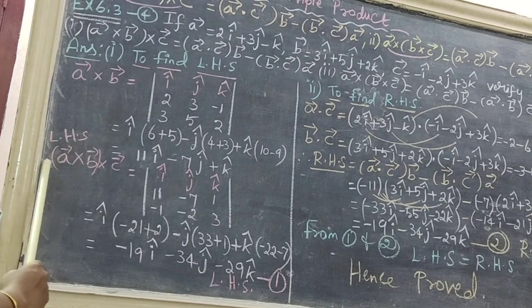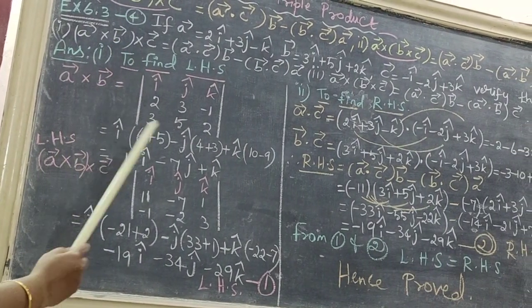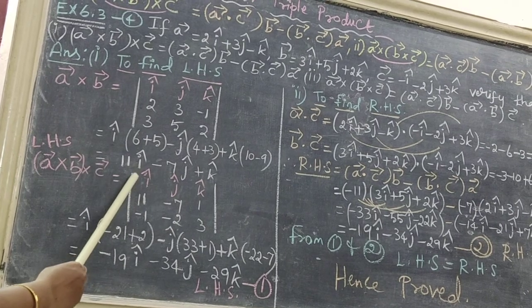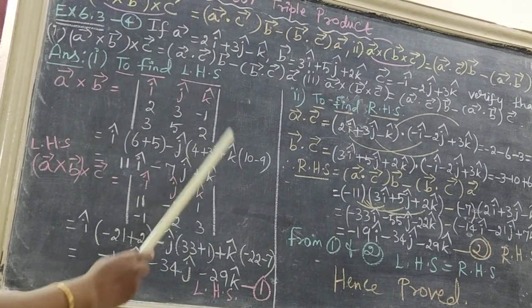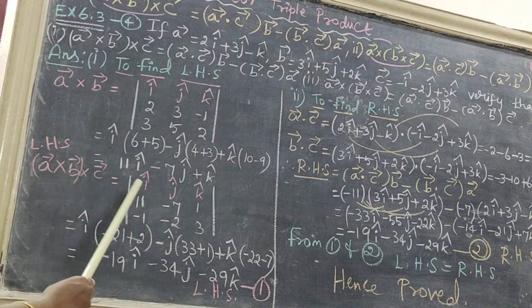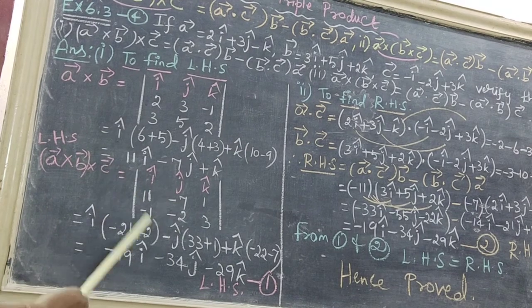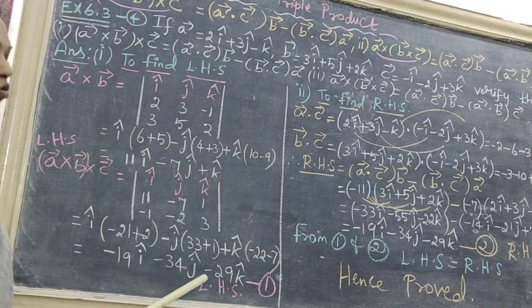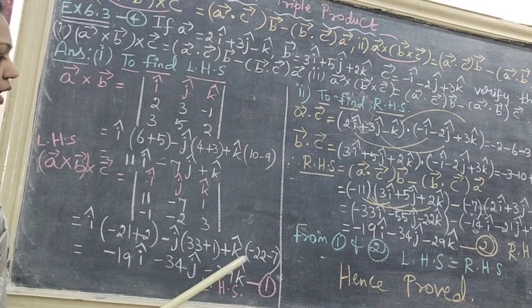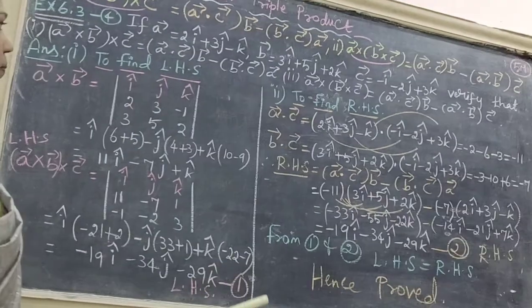Then find out the left hand side, that is A vector cross B vector cross C vector. Already we know the determinant method. Write down i cap, j cap, k cap, then write A cross B vector, then write C vector. Then solve by T method, we get minus 19 i cap minus 34 j cap minus 29 k cap. That is equation number 1, that is our left hand side.